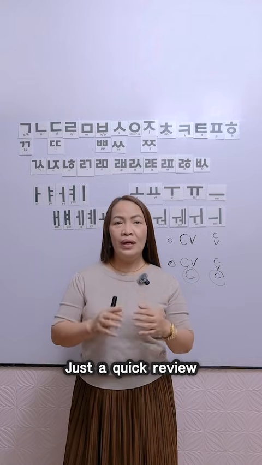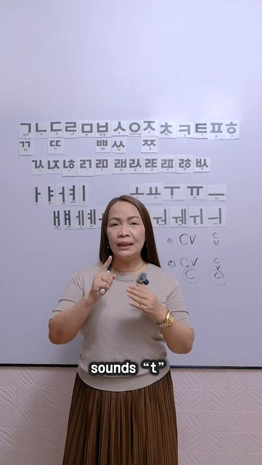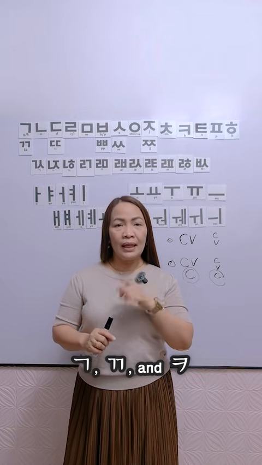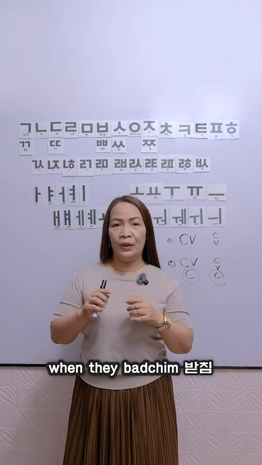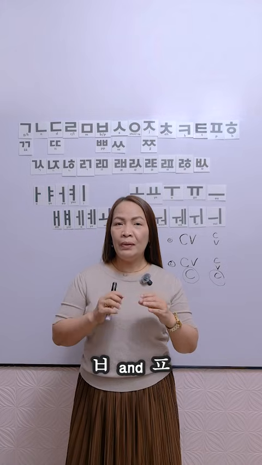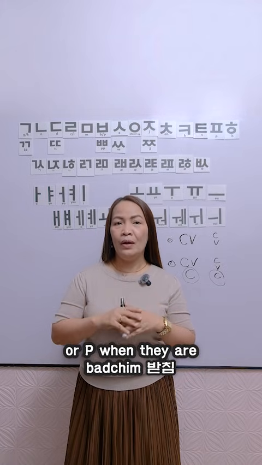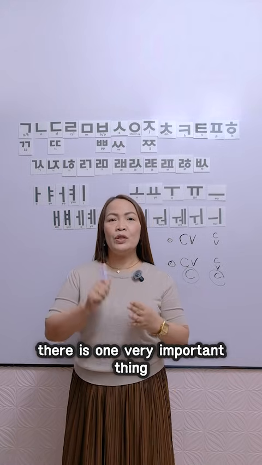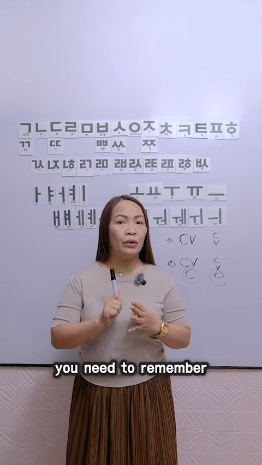Just a quick review: some letters sound like T when they are 받침, 기역, 쌍기역, and 키읔 sound like K when they are 받침, 비읍 and 피읖 sound like P when they are 받침. Now, before we learn the next rules, there is one very important thing you need to remember.